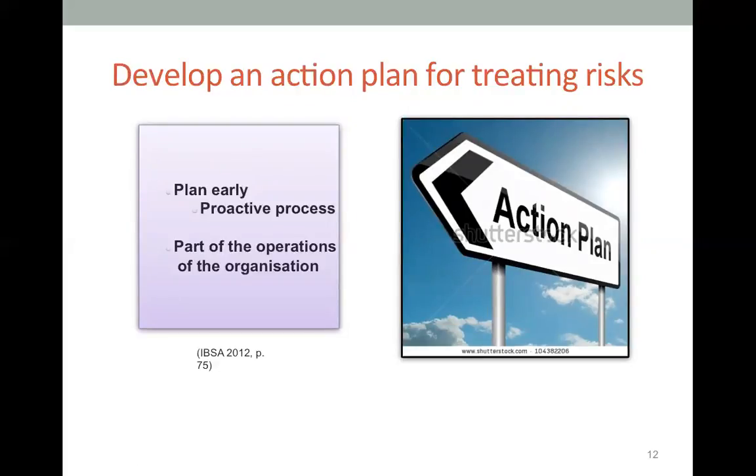Okay, and we also recommend you to have a proactive approach. That means you plan it early before you address the risks. Okay, you plan the actions that you need to deliver, you involve the stakeholders, you get the approval from the management as required, and also it is part of the operations of the organization.